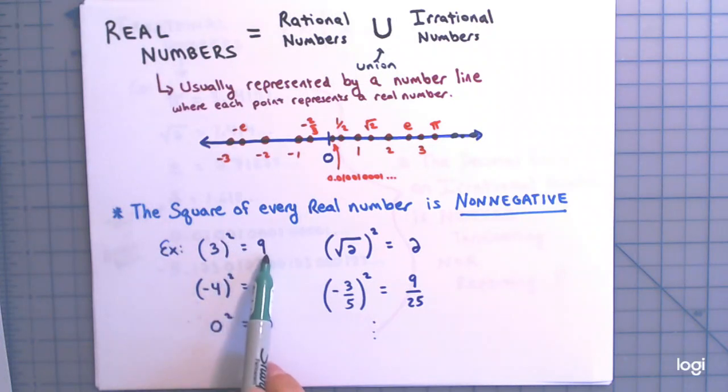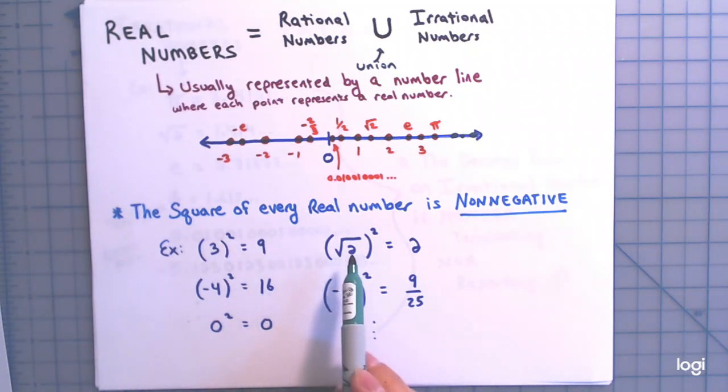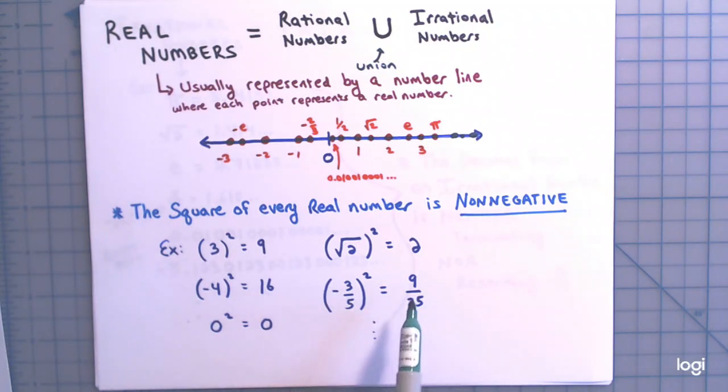For instance, 3 is real. Squared is positive 9, not negative. Negative 4 is real. When I square it, that's negative 4 times negative 4, that's positive 16. Again, not negative. 0 is real. When you square it, 0 times 0 is 0, which is, again, not negative. The square root of 2 is real, right? That's irrational, so it's real. When I square it, that's positive 2, not negative. Negative 3/5 is rational, right? Integer over integer. That's a real number. When I square it, negative 3/5 times negative 3/5 would be positive 9/25, not negative, and so on.